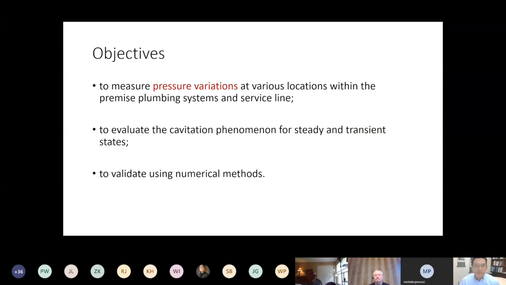The objective of this talk is to measure pressure variation at various locations within the premise plumbing system and service lines, to evaluate cavitation phenomena for both steady state and transient state, and also to validate the numerical method.